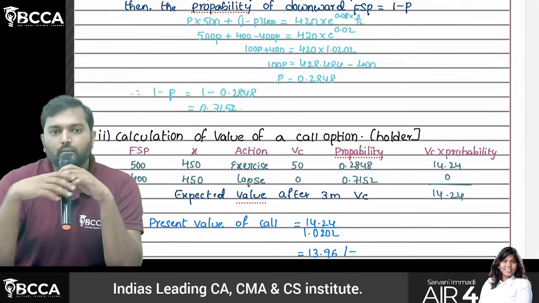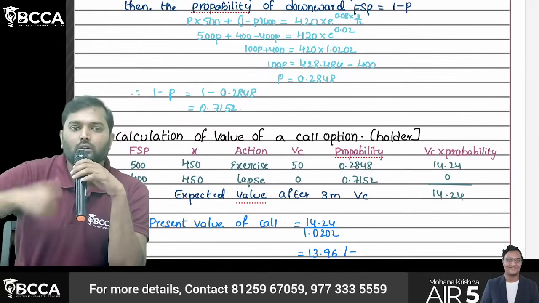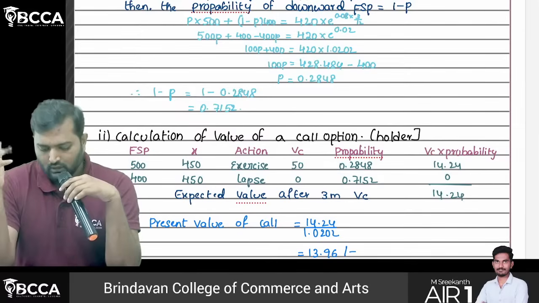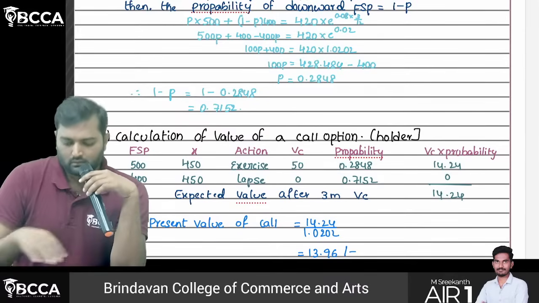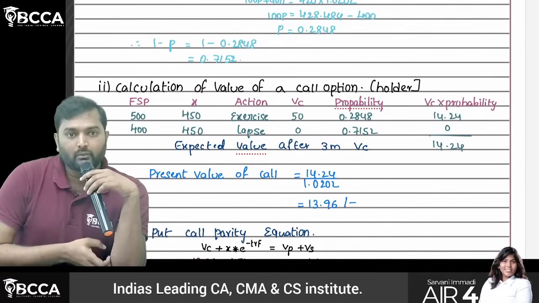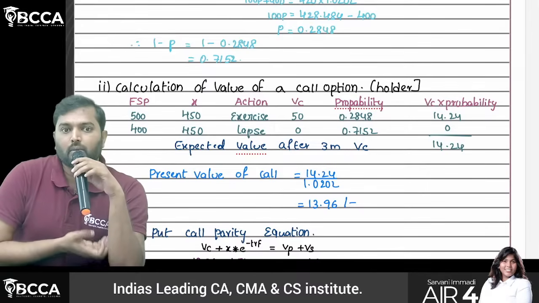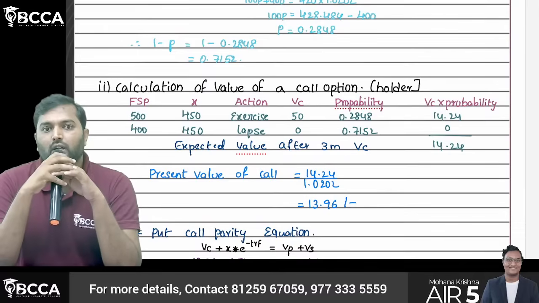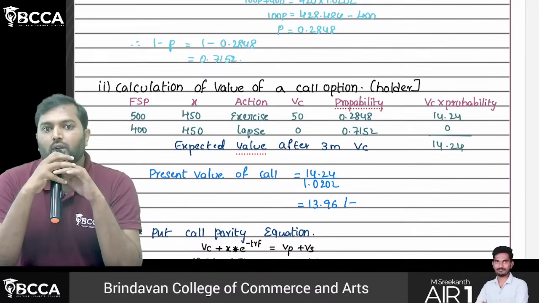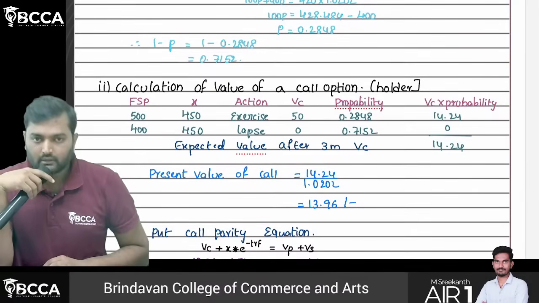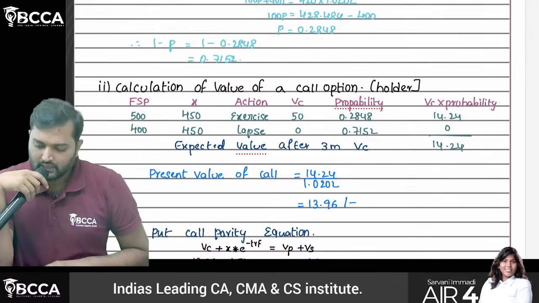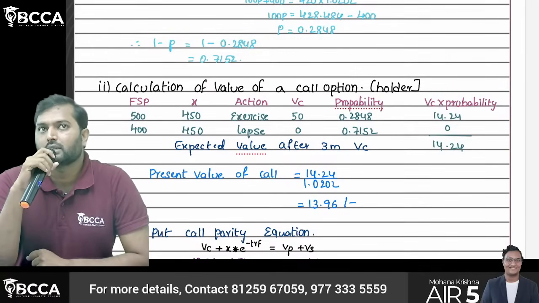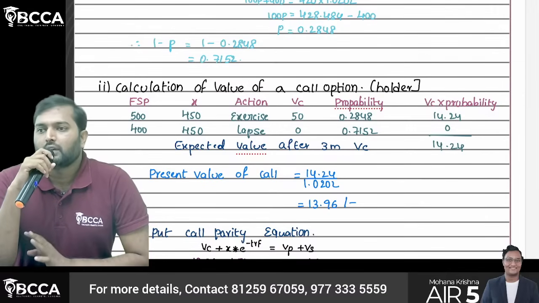Clear? But I should bring it to the present value. To bring it to the present value, 14.24 divided by e power 0.08 into 3 by 12, nothing but e power 0.02. The e power 0.02 value is given as 1.0202. So the answer is 13.96. What is this 13.96? Present value of a call.